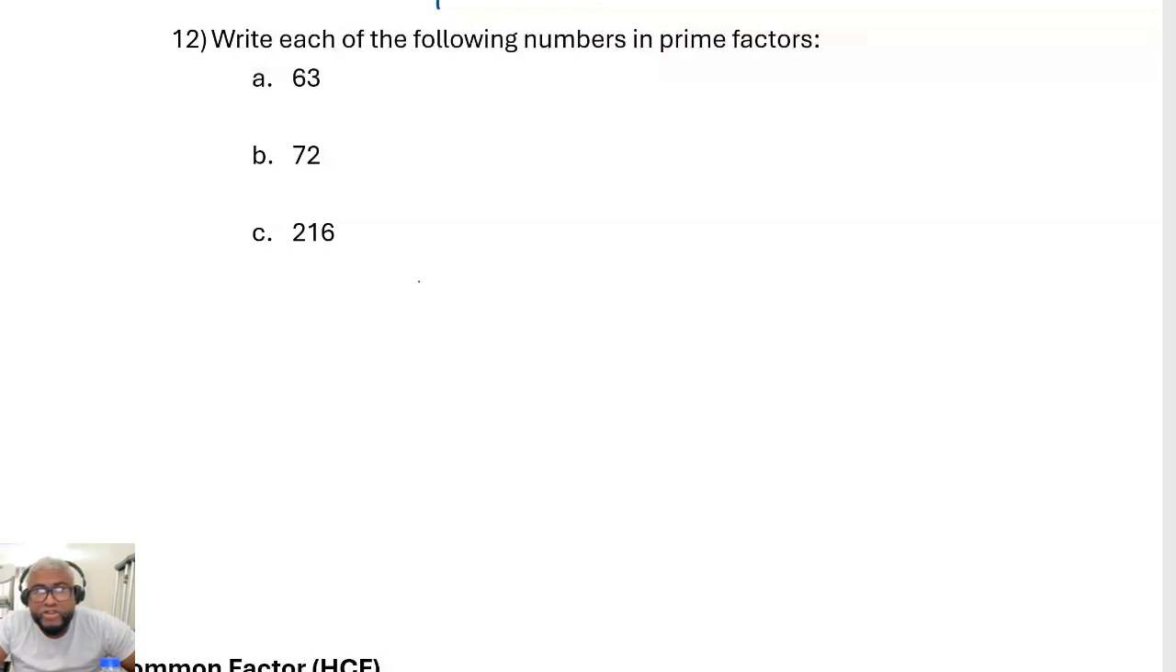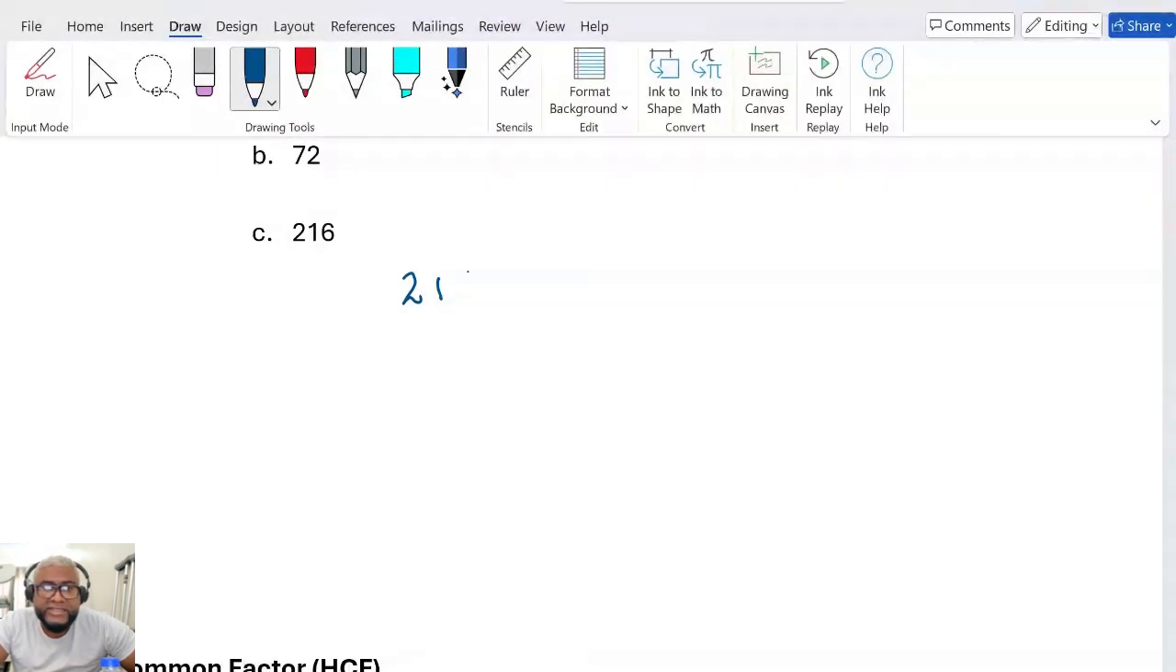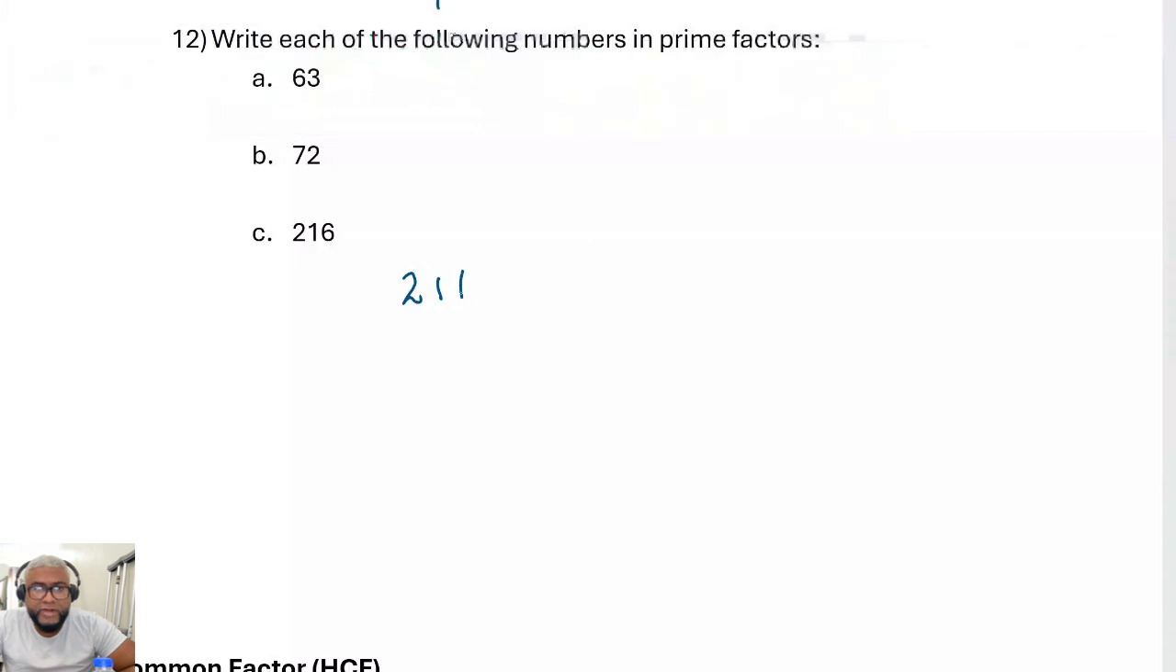So 216, we want to write it as a product of prime factors. Oh, I put 214. 216. Right. Can 2 go into this, Makai? Can 2 go into 216? Yes, sir. So we say 2 into 2 is 1. 2 into 1 is 0. So carry the 1 here. And then 2 into 16 would be 8.